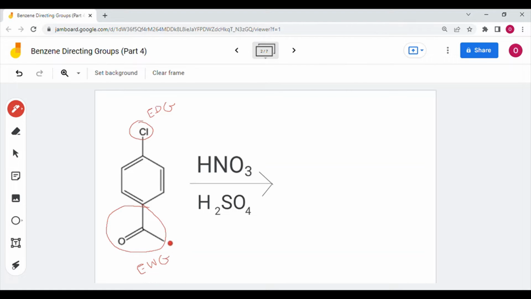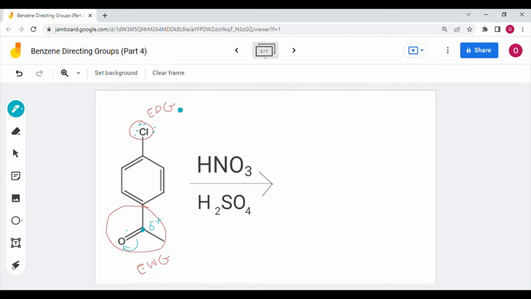And if we use my hack on how we can tell whether it's electron donating versus electron withdrawing, remember that I just talked about looking at the electrons. So chlorine has extra pairs of electrons on it, thus it can donate electrons. Conversely, with this carbonyl group, we can draw a resonance structure, and when we do so, we know that this carbon is going to have a partial positive charge.